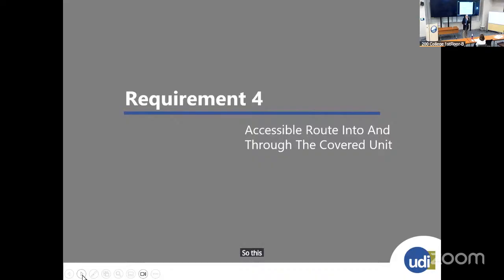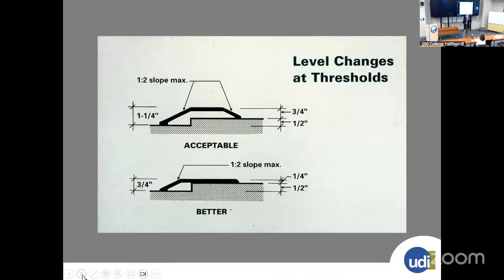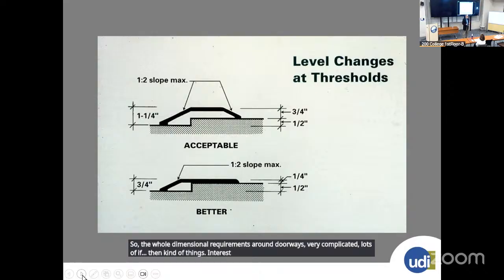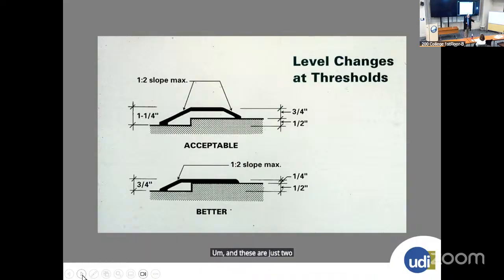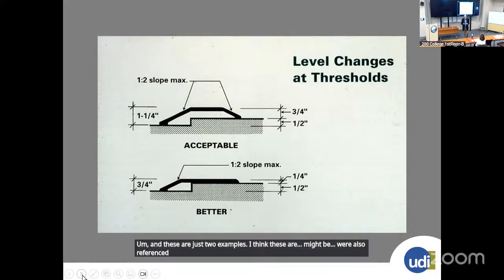So this is into the unit itself, and within the unit itself. So the whole dimensional requirements around doorways, very complicated, lots of if, then kind of things. Interestingly, also with threshold type, lots of different variations and options to make that threshold as minimally a barrier as you can. And these are just two examples. I think these were also referenced directly in the design manual. But that's the idea, is to just limit the areas of trip hazards, limit the areas where a walker might be caught, limit the areas where a wheelchair might not be able to get over easily.